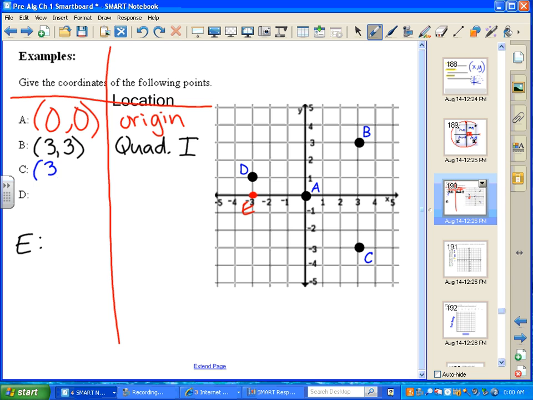Good. Letter C is 3, -3. Briar, what quadrant is letter C in? Good. Quadrant 4. Make sure you're writing them as Roman numerals. C, we went to the right 3. Did I write it wrong? I'm sorry. I have no clue why I wrote that. Okay. So C, we went to the right 3. We went down 3. When you go to the right, it's positive. Down is negative. Location is quadrant 4.